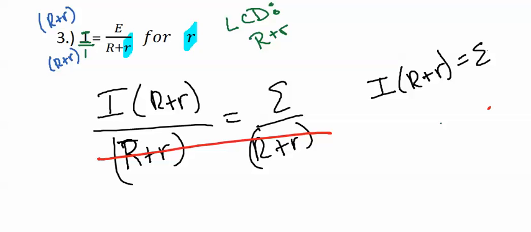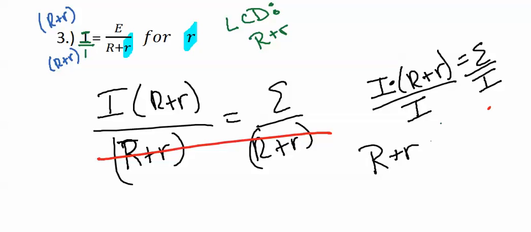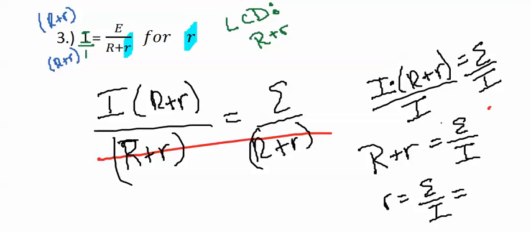Now, I'm still trying to get little r by itself, so I can easily get rid of that I without distributing it by dividing it. So R plus r equals e over I. And then finally, just to get rid of the capital R, I just have to subtract. So little r equals e over I minus capital R.